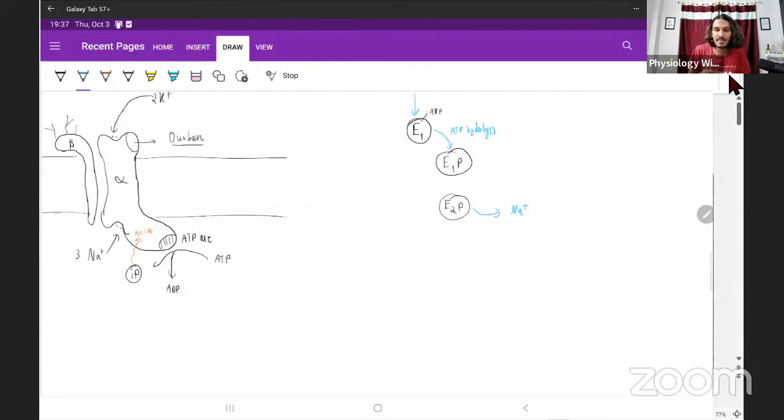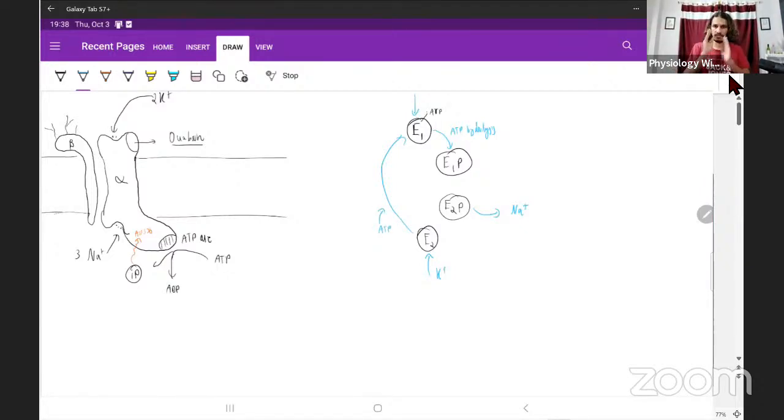And at the same time, now what is going to happen? Your phosphate is going to go out, and E2P will become your E2 stage. And that is when your potassium is going to come into this. Once potassium binds to it, now again what will happen? An ATP will bind to it. And ATP binding to it makes it go back to your E1.